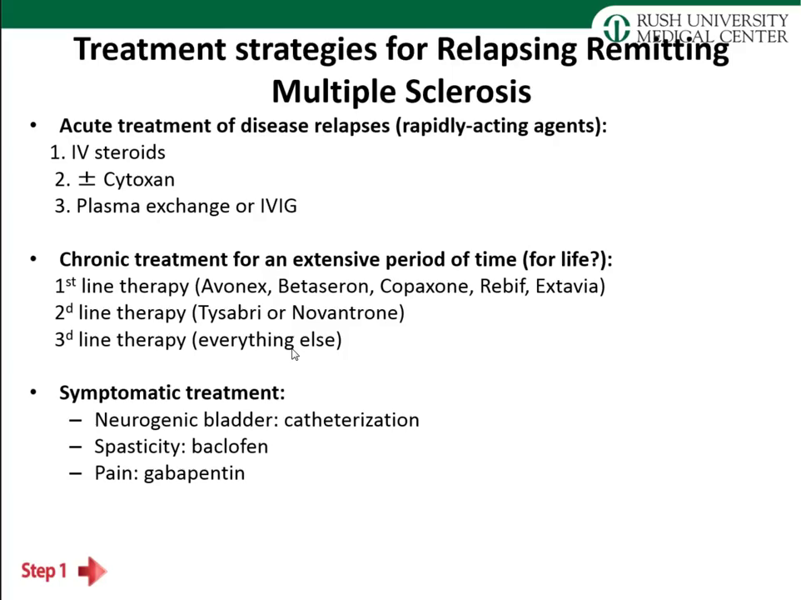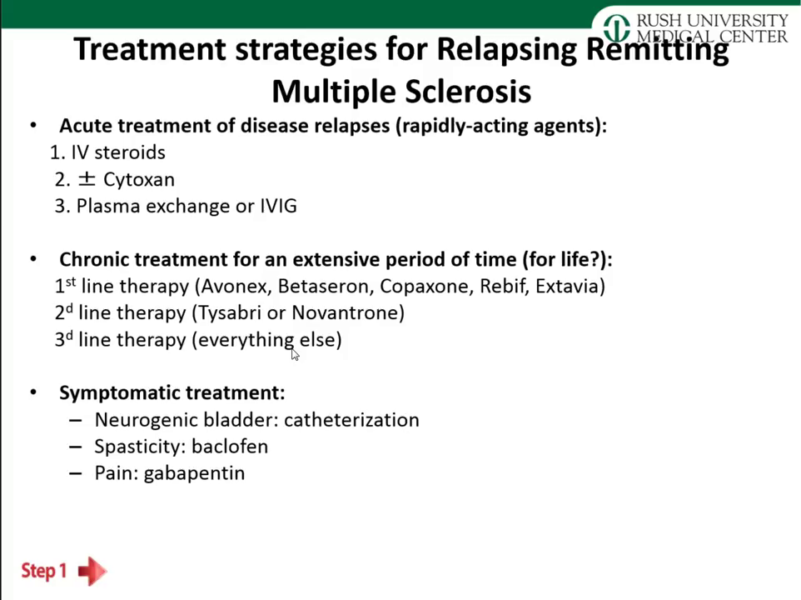Let's talk briefly about treatment strategies for relapsing remitting multiple sclerosis. As of yet, we do not have proven therapies for progressive MS patients. The acute treatment of disease relapses is with IV steroids. IV steroids are typically given to patients who have gadolinium-enhancing lesions on the MRI scan. For patients who continue to have relapses and inflammatory lesions, it can be considered to use other agents such as Cytoxan. In addition, plasma exchange or IVIG is also used in the acute setting.